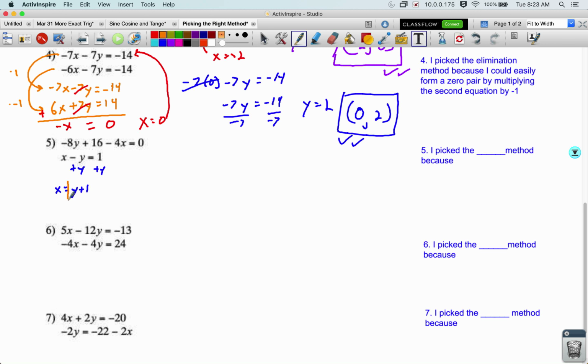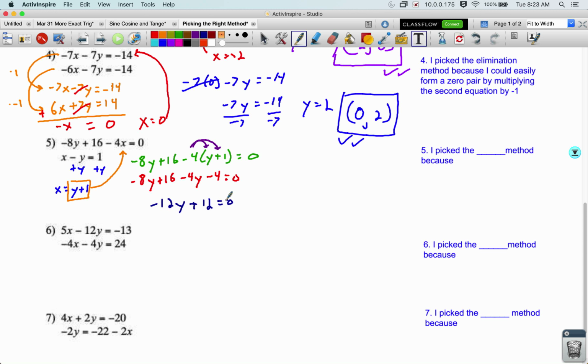I can put a box around this side here and plug it in for this x right there in the top equation, creating the equation -8y plus 16 minus 4 times y plus 1 equals 0. Going to distribute the -4. I get -8y plus 16 minus 4y minus 4 equals 0. Combine like terms, we get -12y plus 12 equals 0.